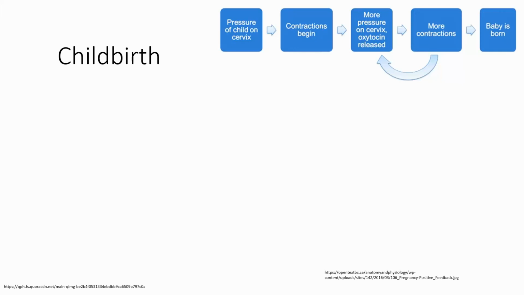So the big example is childbirth. So when a child grows large enough and when it's basically in the right position, the head of the baby will start to press on the cervix, which is the opening to the uterus. When that happens, that's going to trigger a response where contractions begin. That puts more pressure on the cervix, which causes the release of a hormone, oxytocin. And oxytocin will basically cause the uterus to contract harder. That puts more pressure on the cervix, more oxytocin is released, that gives you more contractions until ultimately you have a change in the system and the baby is born.